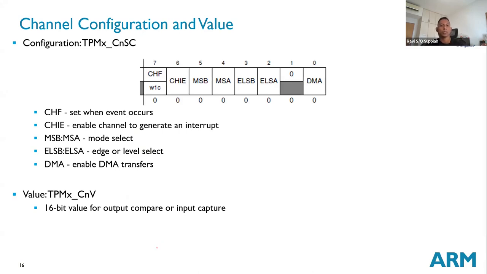To select the mode of operation, there are two registers. The first register is the TPM CnSC register, where you need to set these four bits correctly, which we will look at later in the datasheet. The other register is the CnV register, which is basically the value for the compare.